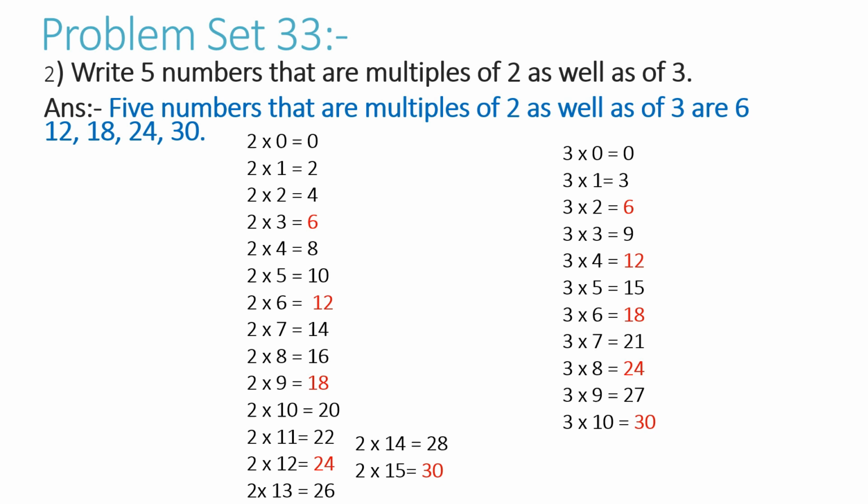In the 3 table also, 3 2s is 6, 3 4s is 12, 3 6s is 18, 3 8s is 24 and 3 10s is 30. So these numbers are common in the 3 table also. So 5 numbers that are multiples of 2 as well as 3 are 6, 12, 18, 24 and 30. Got it?